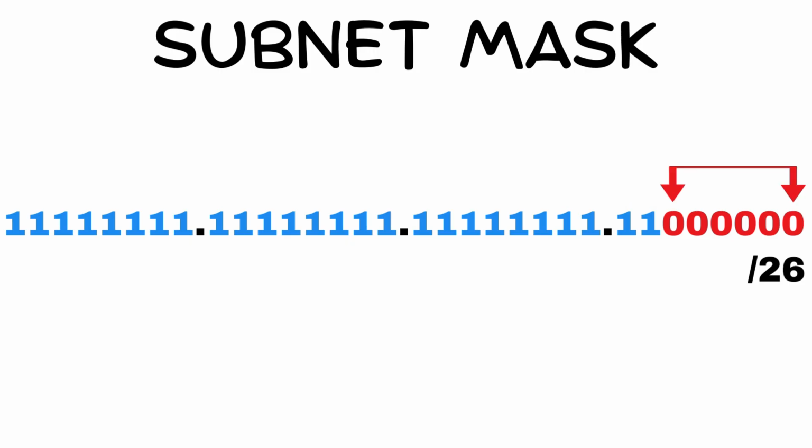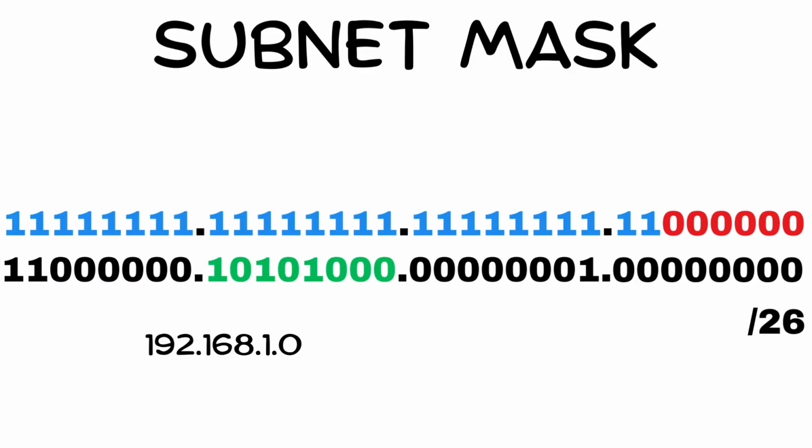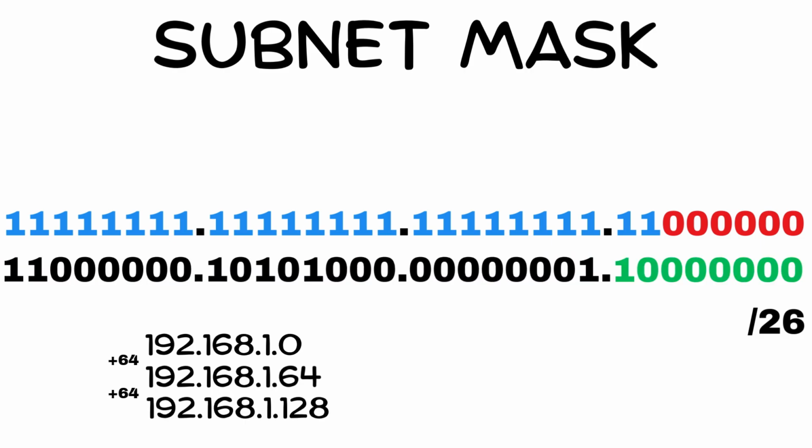With 6 host bits, our subnet size is 64, so our subnets increase by 64: 192.168.1.0, 192.168.1.64, 192.168.1.128, 192.168.1.192, and so on.